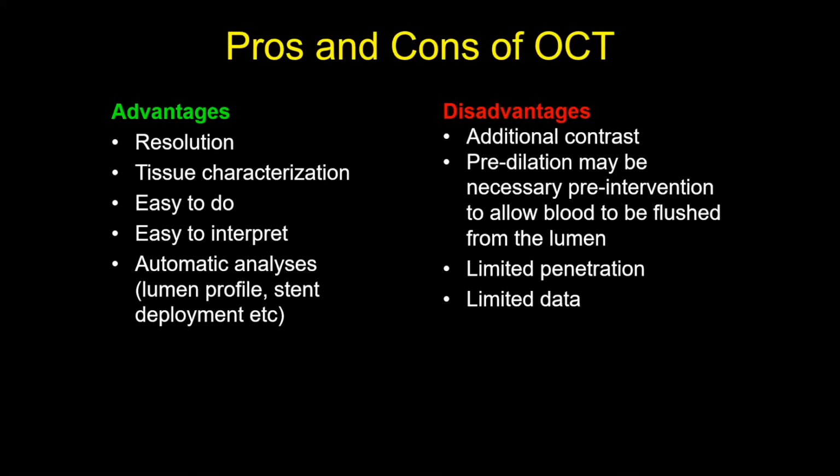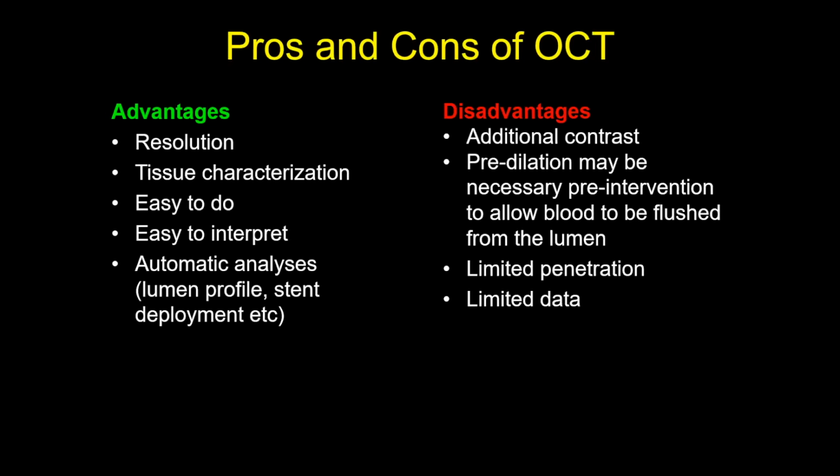I still believe OCT is easier to do and easier to interpret. It may be difficult to decide what to do on the basis of that information because you get loads of information, but in terms of performing the images and understanding what you are seeing, it's much easier. And with OCT, software has developed very, very quickly, and you can get a lot of automatic analysis: lumen profile, stent deployment, stent malapposition, all built in these days.